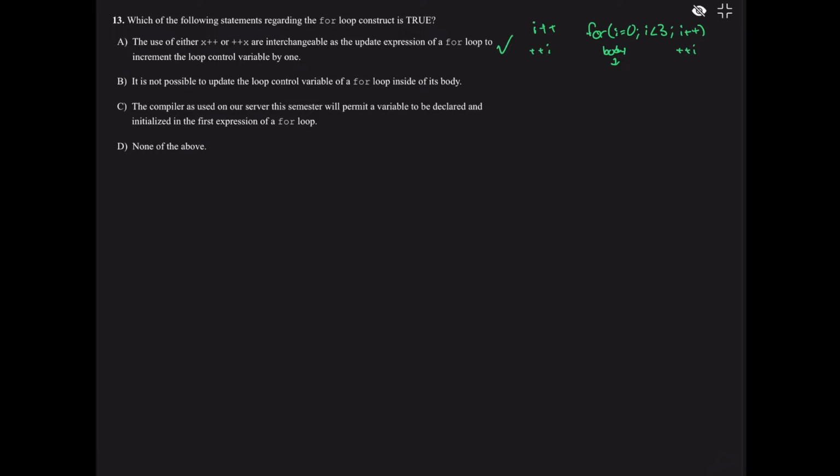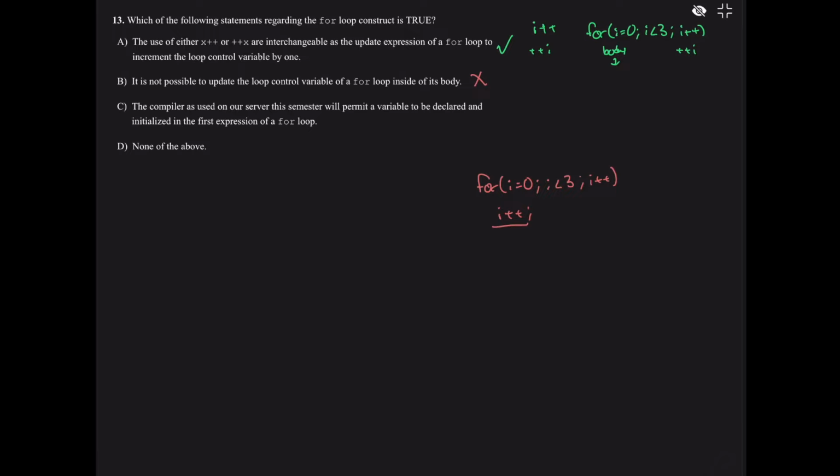B, it is not possible to update the loop control variable of a for loop inside of a body. This is false. It's not very good practice to do this, but you could do for i equals 0, i is less than 3, i++, and then inside of our loop we could do i++. So this would be kind of a weird one to trace through, but it is perfectly valid. We can update the loop control variable inside of a for loop. This is definitely against course standards though, I think, but it is possible in the C language to do this.